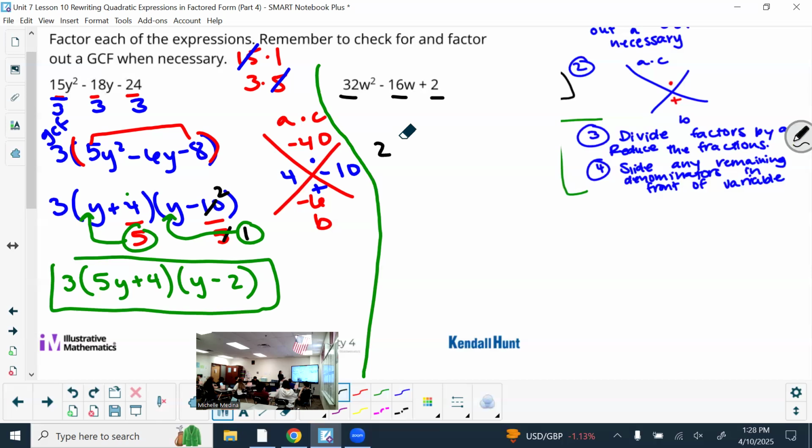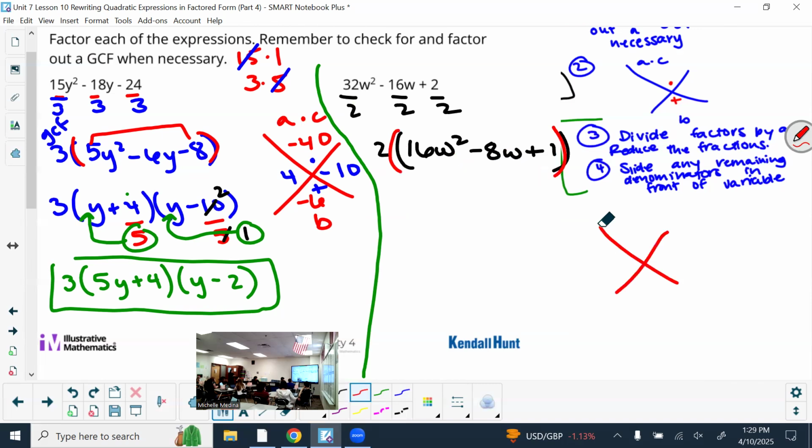My GCF will be outside the parentheses, inside will be whatever I get from dividing by the GCF. 32 divided by 2 is 16. This works out to 16w squared minus 8w plus 1. Right, so we divided by the GCF. Now look at the parentheses. We're going to try and factor this, and it's a 3-term expression, so we're going to use the diamond method.